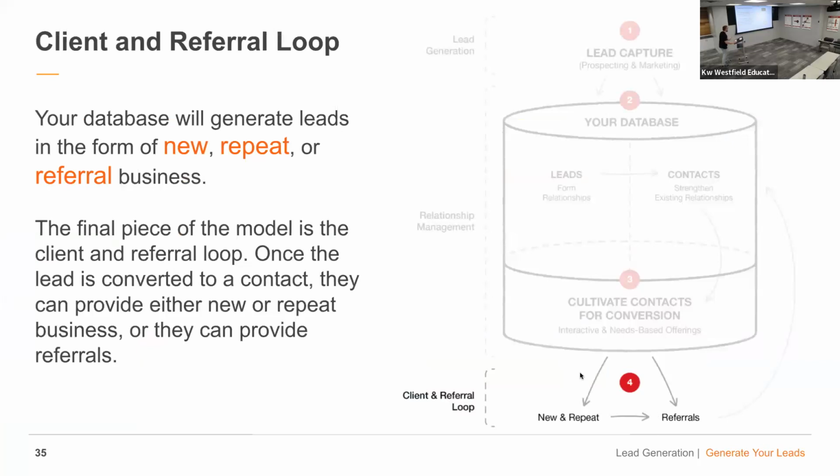Client and referral loop. Again, this is this little section here. Your database will generate new leads in the form of new, repeat, or referral business. So new business probably comes from leads. Repeat comes from your contacts or your SOI. Same with referrals. The final piece of the model is the client referral loop.